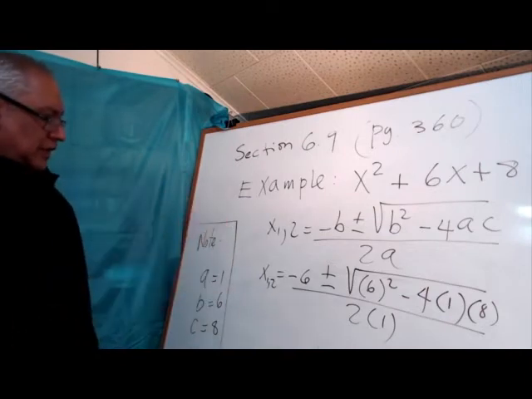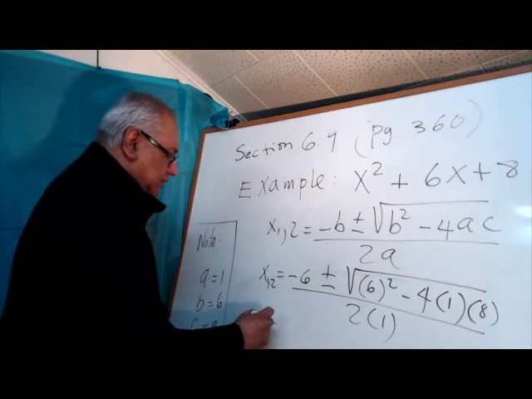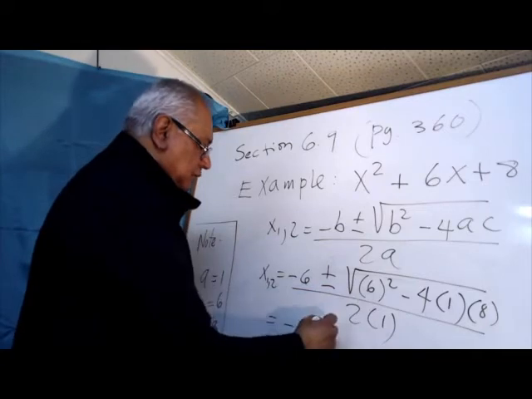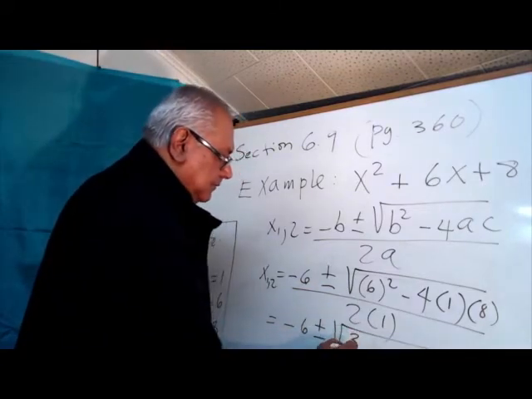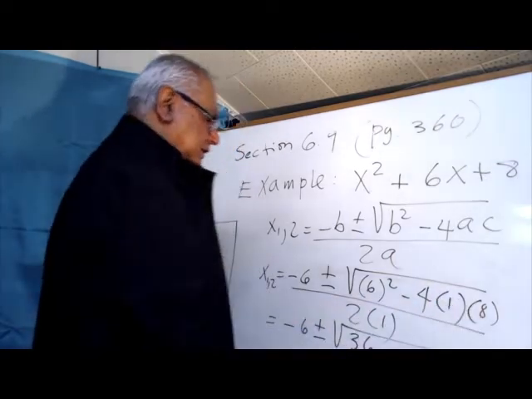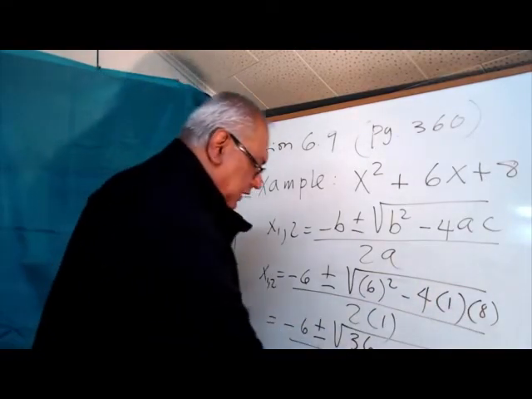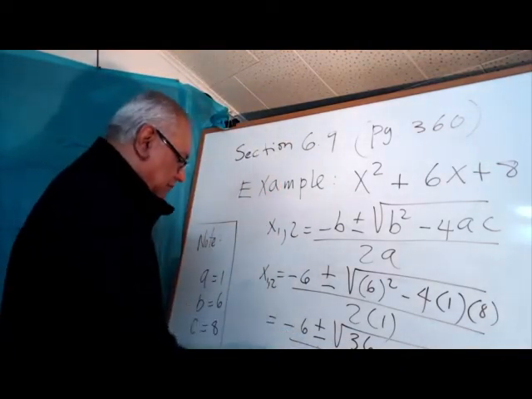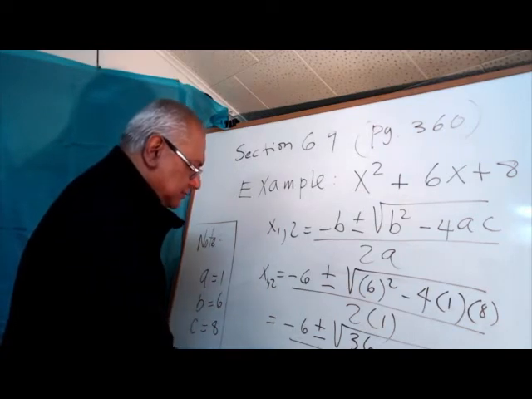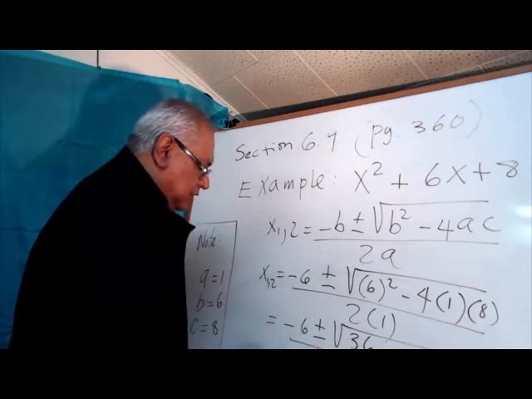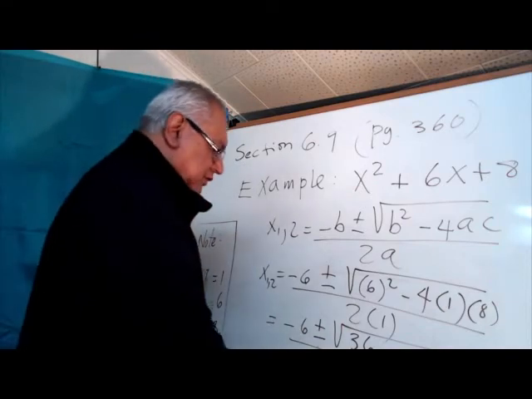From then on, all you need to do is calculate the numbers. So you have minus 6 plus or minus the square root of 36 minus 32, since 4 times 8 is 32, and all this divided by 2. Here you get the square root of 4. And so we continue solving the equations here.